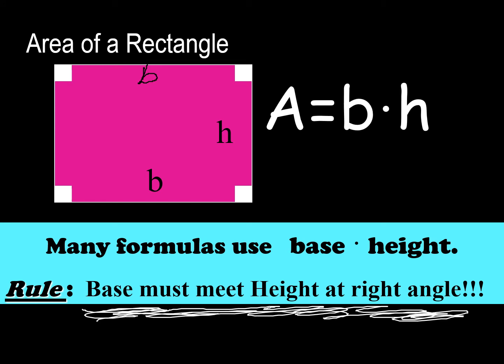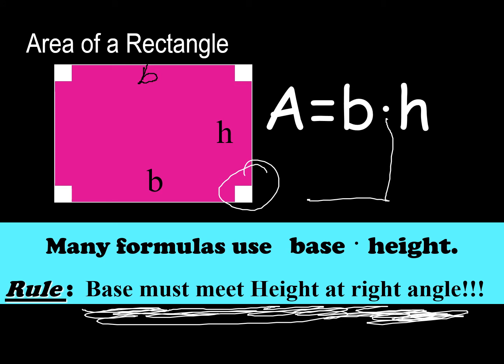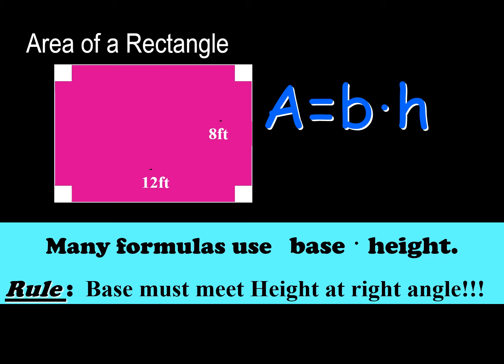Nobody's listening. You're just sitting there at home bored. All right, base must meet height at a right angle. So when you see your right angle, that's your base and your height touching right there. And you don't have to worry about anything else, because that's usually all you need. All right, so base times height. So if we had 12 and 8, of course we would get 96 square feet, because it's the area.